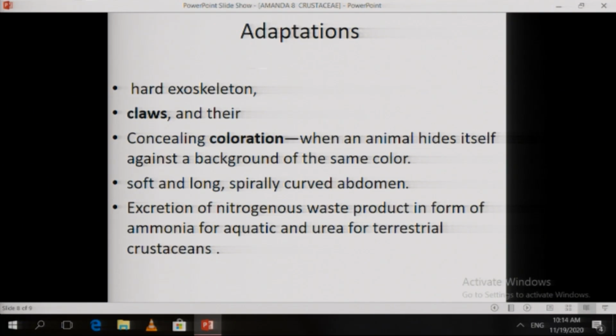So I hope everybody has understood this, the common features of class Crustacea and the adaptations to live in their environment. Is it clear to everybody here? All right. Thank you so much.